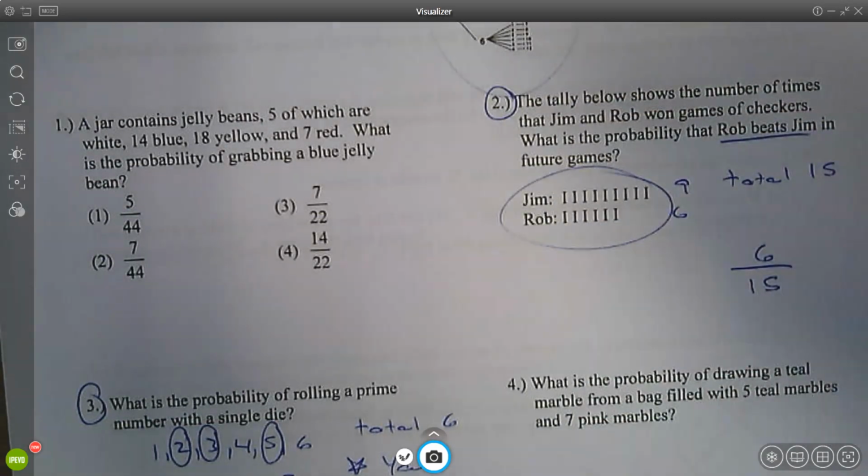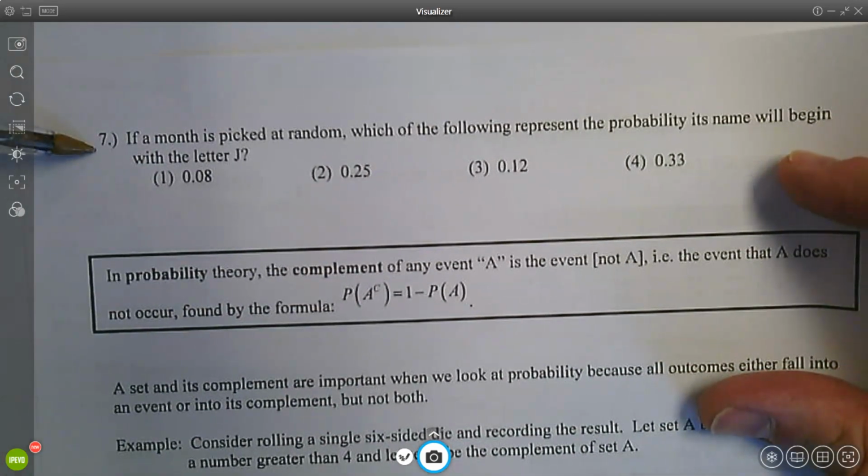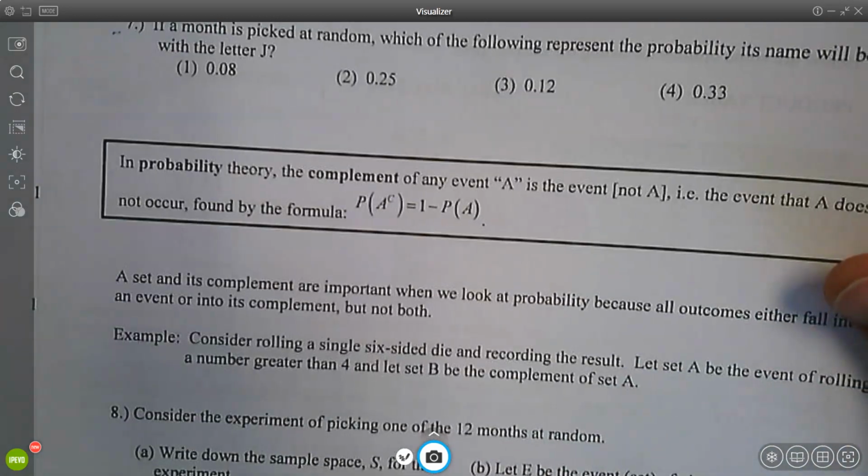So what I would like for you to do now is finish up page 3. So these questions on page 3 and question 7 on page 4. So pause the video, work through those, please.